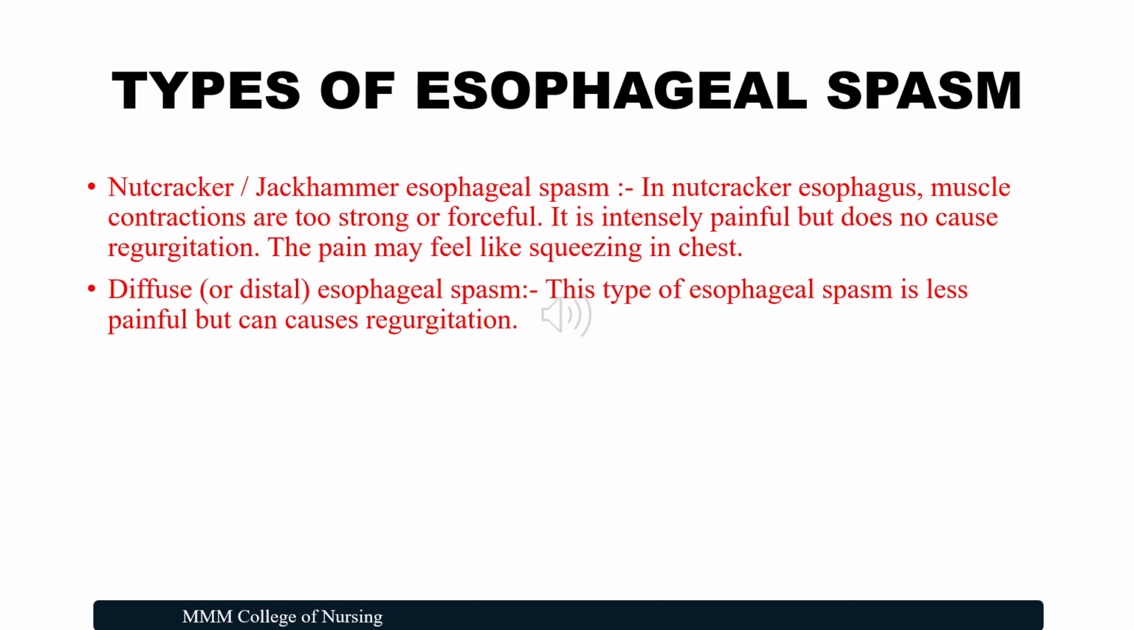Types of esophageal spasm. There are two types. One is the nutcracker or jackhammer esophageal spasm. The other is the diffuse or distal esophageal spasm. In nutcracker or jackhammer esophageal spasm, the muscle contractions are very strong and forceful. It is intensely painful, but it does not cause regurgitation. The pain may feel like squeezing in the chest. Whereas in diffuse or distal esophageal spasm, it is less painful, but it can cause regurgitation.